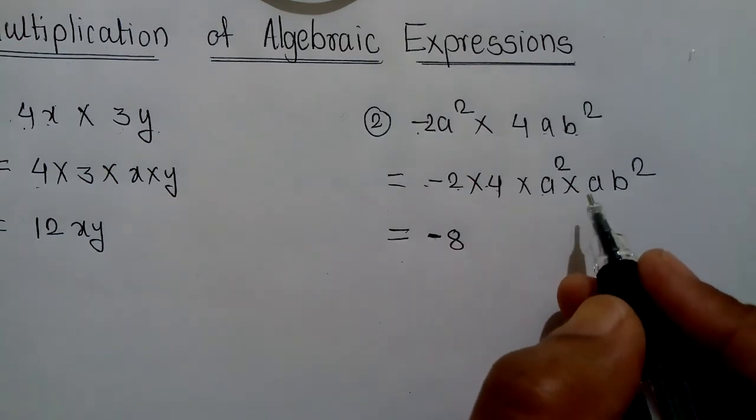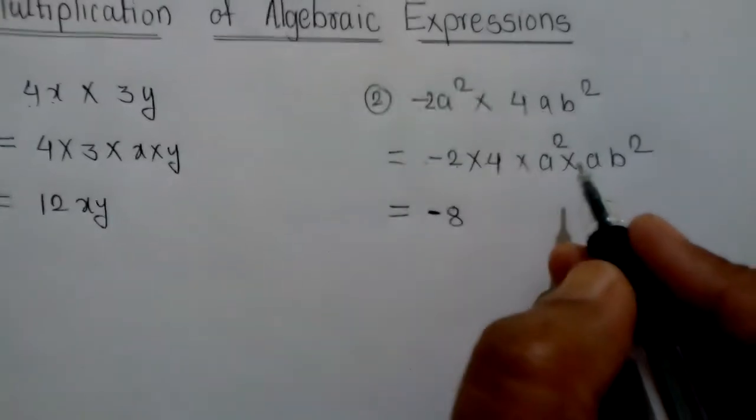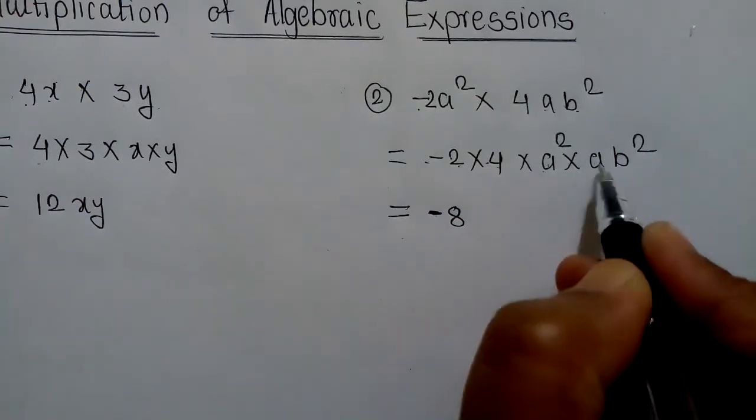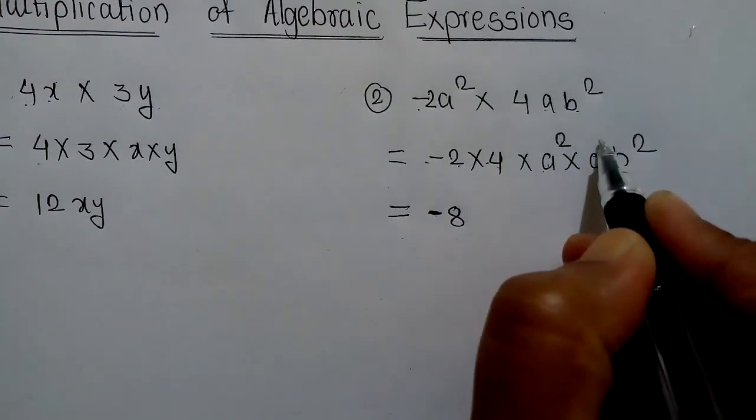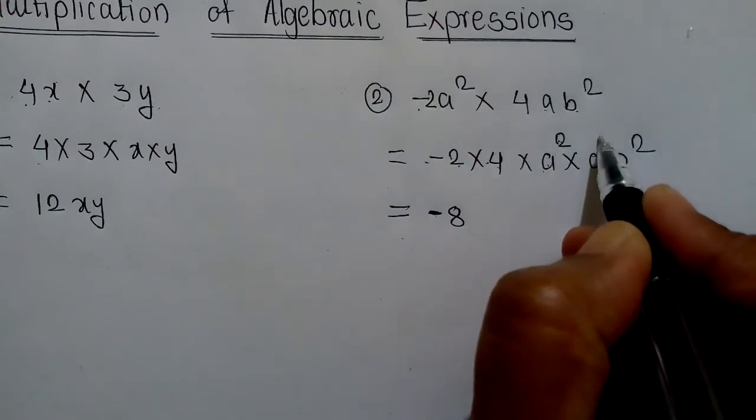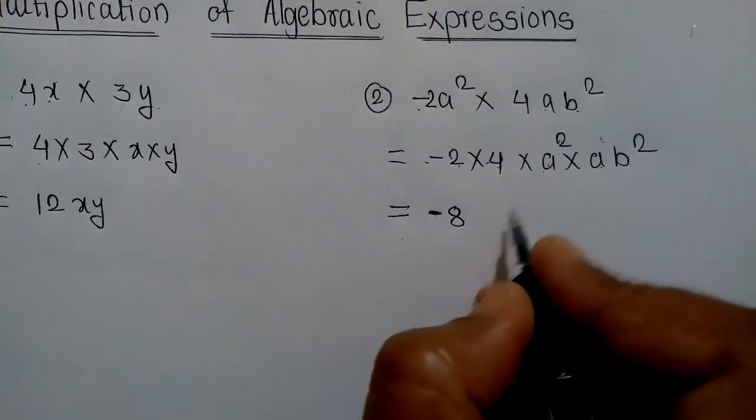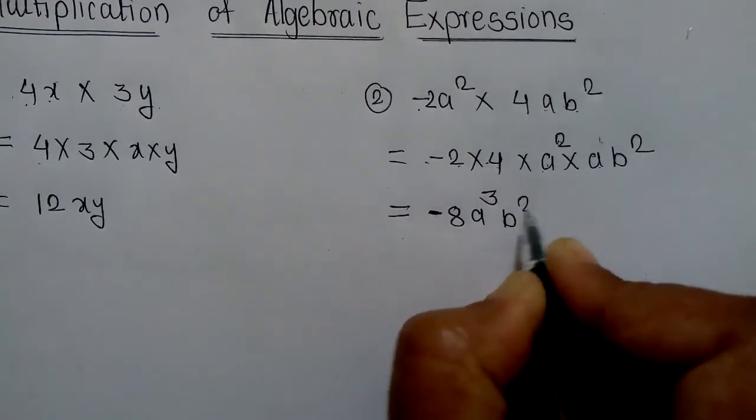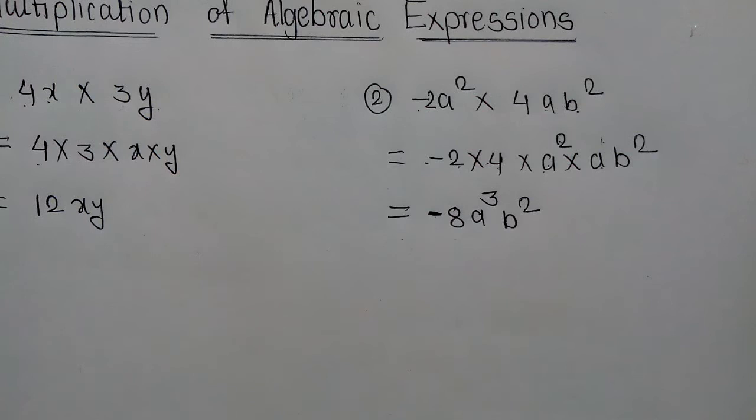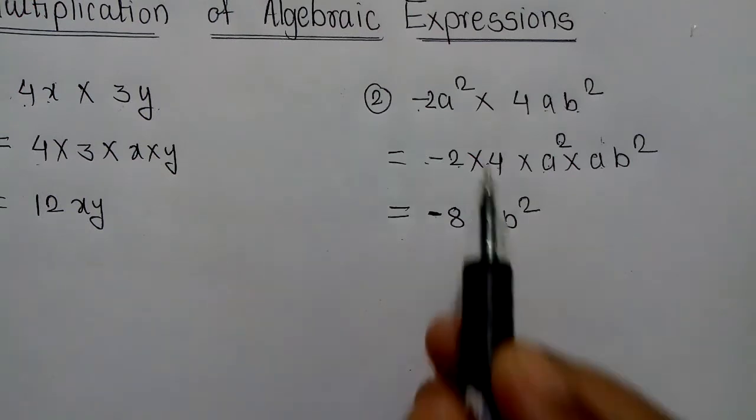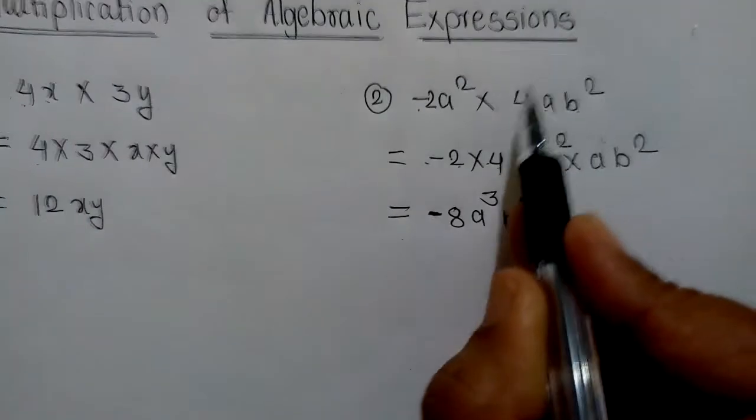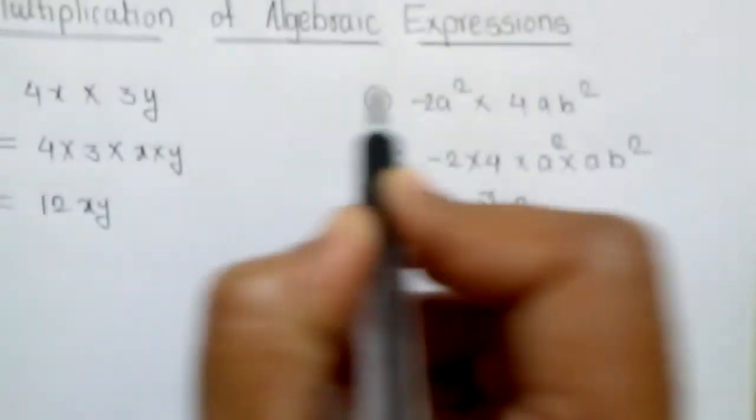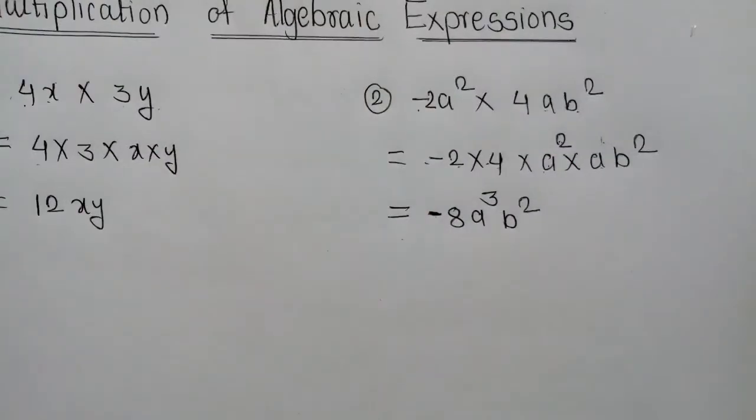Now here you have to use the rule of indices. What rule? Bases are equal and indices we have to add. Here 2 is there, here 1 is there. So 2 plus 1, it is 3. So here a cube and b square as it is. So the answer is negative 8 a cube b square. So this is multiplying monomial by monomial. We have to multiply monomial to monomial. So here I will write multiplying monomial by monomial.